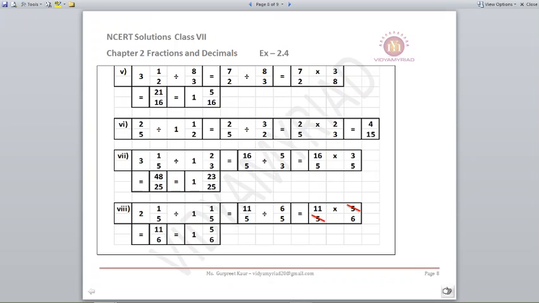Now here 5 and 5 are divisible. They can get cancelled. So your fraction comes to 11 upon 6, which is an improper fraction. So you need to divide it to convert it into mixed fraction. So it becomes 1 5 by 6.